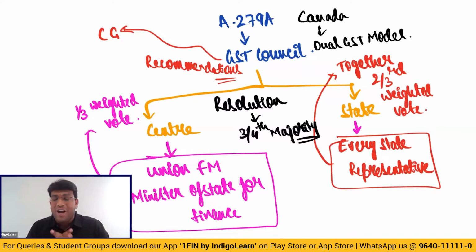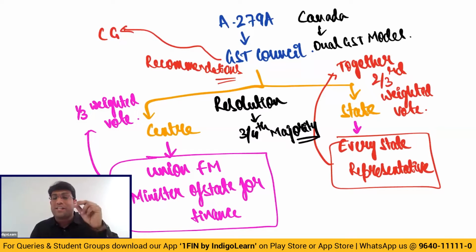So friends, in India, what kind of model is adopted, my dear friends? We adopted a model called the dual GST model, where center and state together will levy and collect the taxes. And center has a weight of 1/3 weighted votes, and all states together have a weight of 2/3 weighted vote. But to pass a resolution, there should be a 3/4 majority.